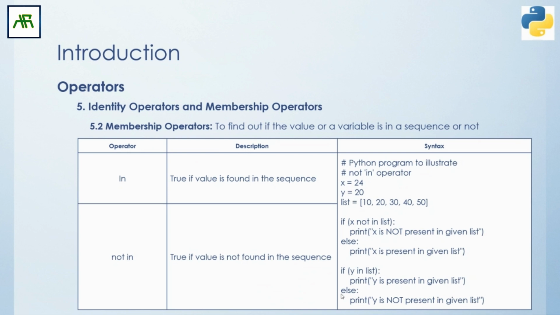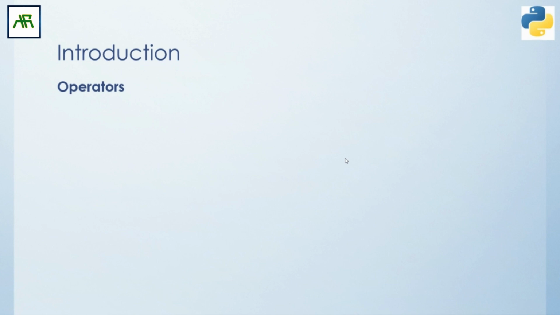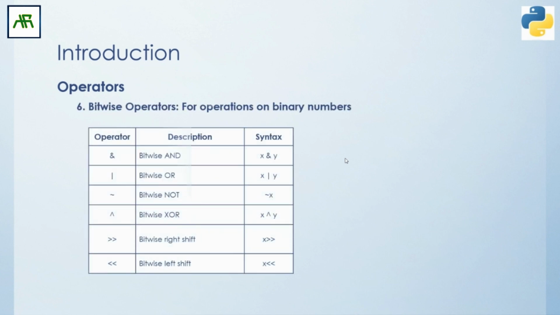In the case of in, when x is equal to 24 and the list has 10, 20, 30, 40, 50, x is not present in the list. So wherever we are checking x is not in the list, it's going to return true. Similarly, not in. For example, x is equal to 24, which is not in the list. So whenever we are checking x not in the list, it's going to print x is not present in the given list. The next set of operators are bitwise operators for operations on binary numbers.